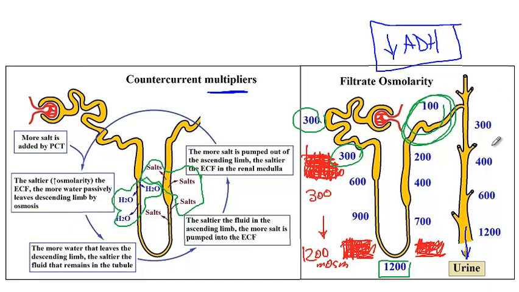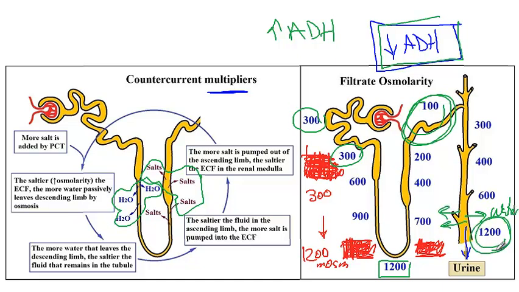Now from here on, again, it all depends on whether antidiuretic hormone is secreted or not. If it's not secreted, then dilute urine will get excreted. If there is too much ADH secreted, then too much water will get reabsorbed, and consequently we will reach a high osmolarity of urine, or in other words, we will excrete concentrated urine.